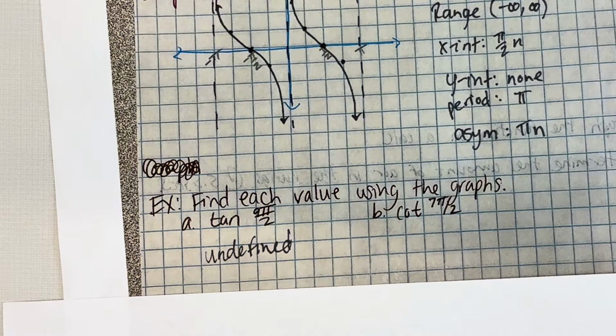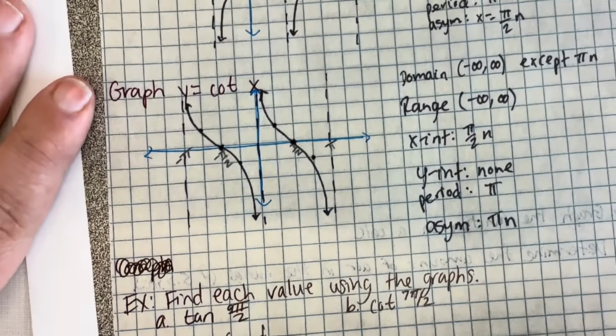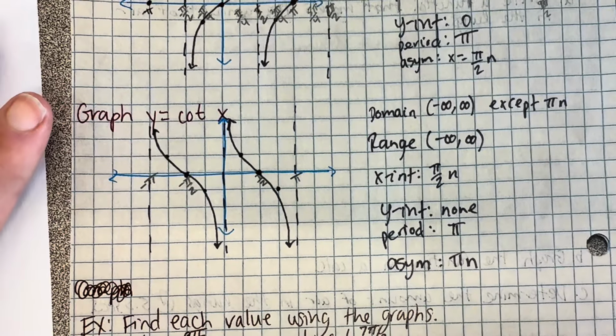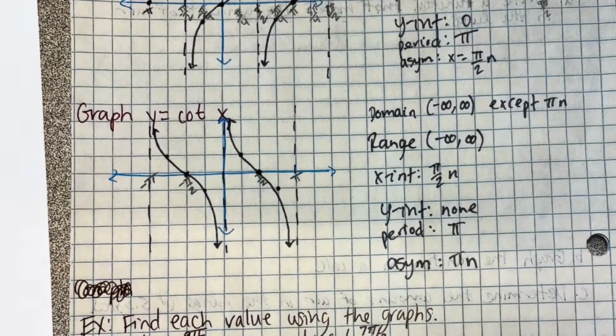All right, so you've seen how we can use our graph to extend them. This one is taking a look at 7 pi over 2, so I've got to do the exact same thing over here with 7 pi over 2.